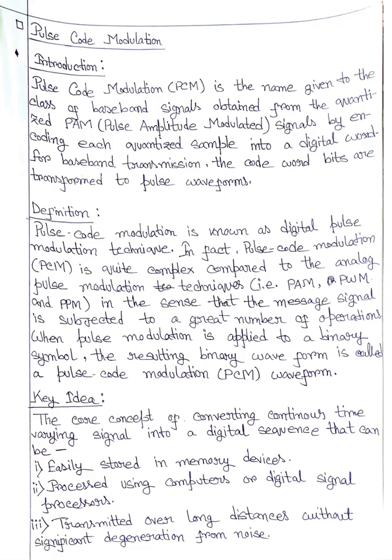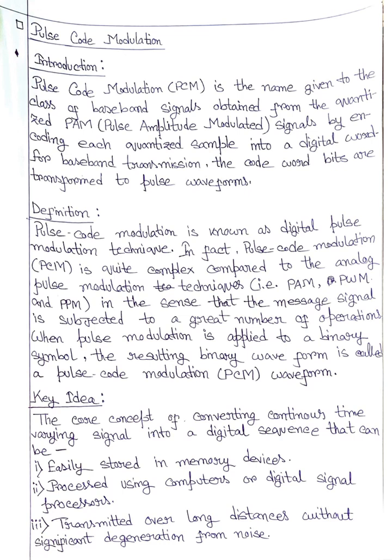So in the first slide we can see the pulse code modulation introduction and definition. In the introduction we can see pulse code modulation is the name given to the class of baseband signals obtained from the quantized PAM or pulse amplitude modulated signals by encoding each quantized sample into a digital word for baseband transmission. The code word bits are transferred to pulse waveforms.